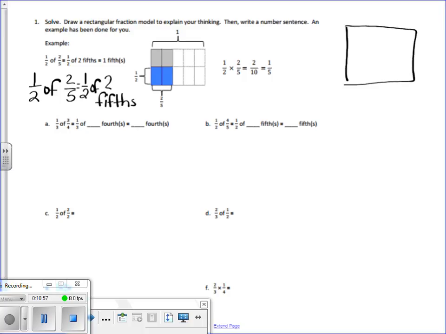Since it's 1/2 of 2/5, I'm going to show 2/5. So 1, 2, 3, 4, and 5. There's 5 sections. So 2/5. I'm going to color in 2 out of 5. Did I show 2/5? I hope you're saying yes. 2/5. So 1/2. I'm going to shade over half of the 2/5.